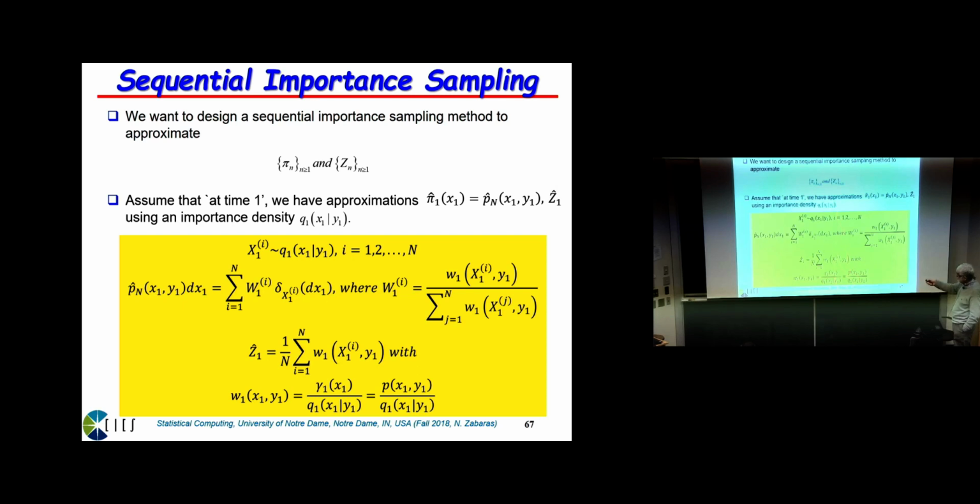I want you to look at these equations. There's nothing new there. It's a repeat of the equations from before. But tell me that these equations make sense. So this is at time 1. I haven't done anything fancy. I only sample from an importance distribution Q1, and then my approximation for my target distribution is these delta masses weighted by the normalized weights, and similarly the approximation for my normalizing factor is the sum of the weights divided by 1. Is that okay? Right? That's time 1.